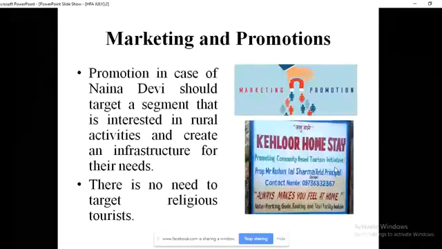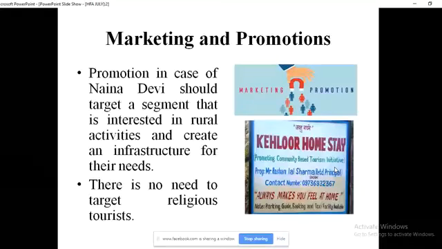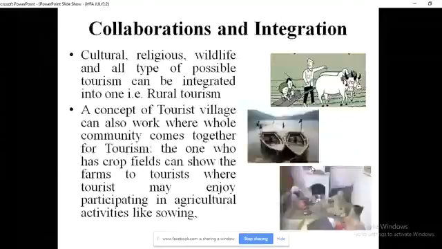Next, we have marketing and promotion, of course, because we can target a segment for this rural tourism as an alternate form of tourism, because we already have a number of tourists who come to visit the temple. That is, religious tourism is there, but we need to target the special segment that would be interested in rural activities, and we need to create infrastructure for their needs. Like, we can make some homestays there.